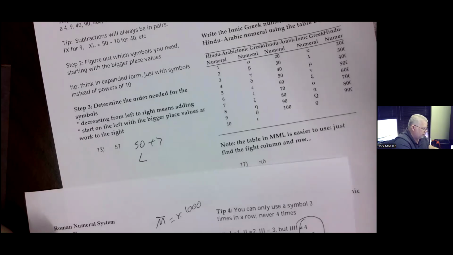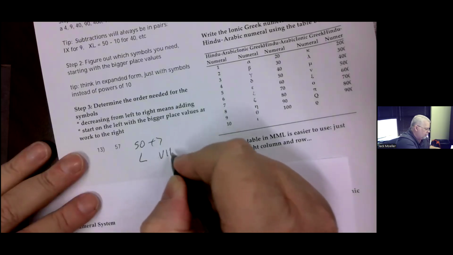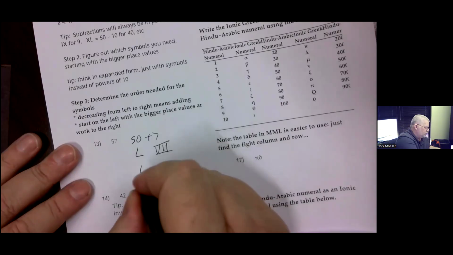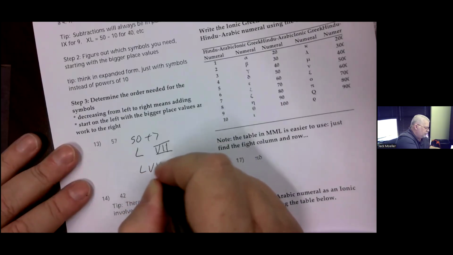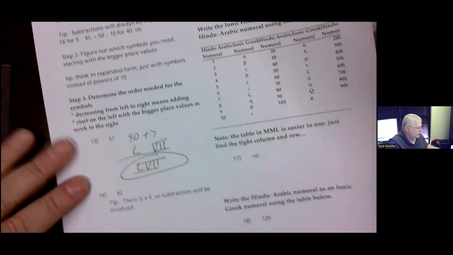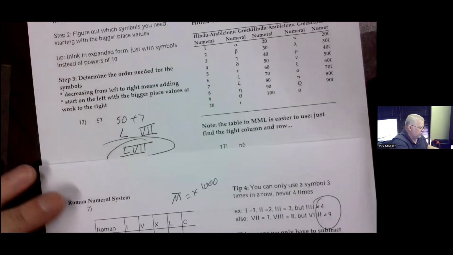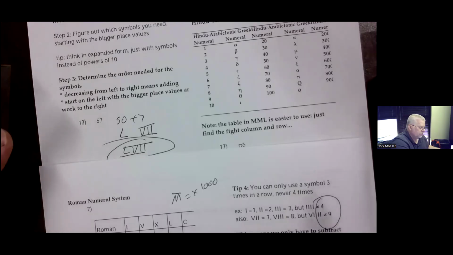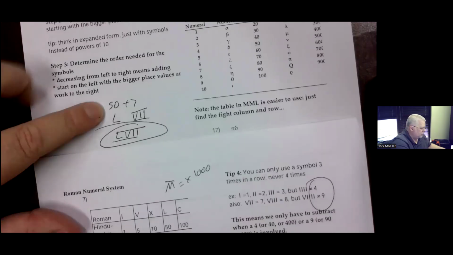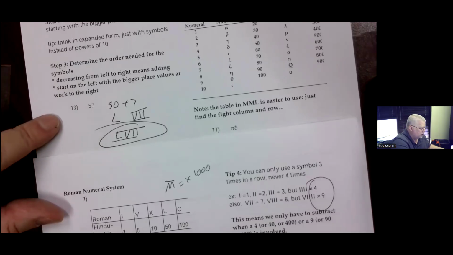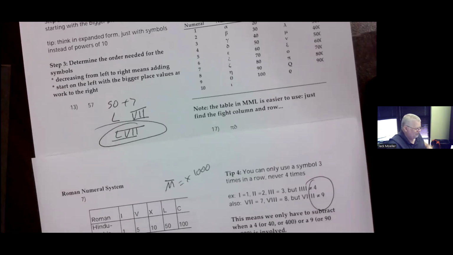And then to get 7, we can't use a single symbol, so we need 5 plus 2. We need VII, and there's no space between those. So that's kind of how I do it, going by each place value. We didn't need 100. First of all, there was no subtraction, and the number was less than 100, so we didn't need anything bigger than L. So then we just work backwards.